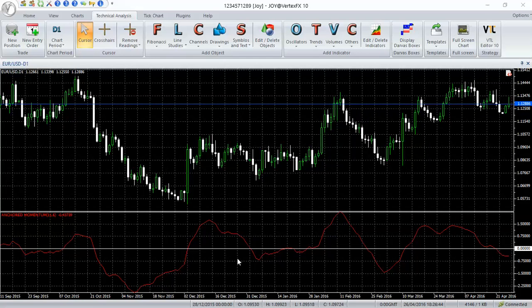This indicator is mainly used to open buys when anchored momentum crosses above the level zero. A reverse situation is suitable for sells. The sell should be opened if the indicator is below the level zero. It is better to confirm the signals with other indicators before opening positions.